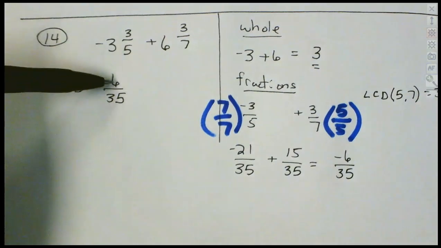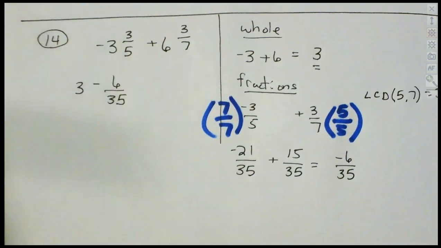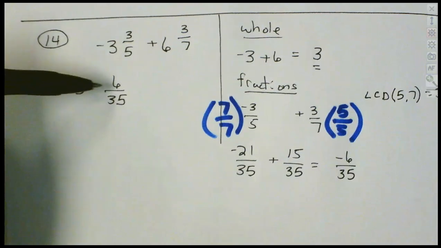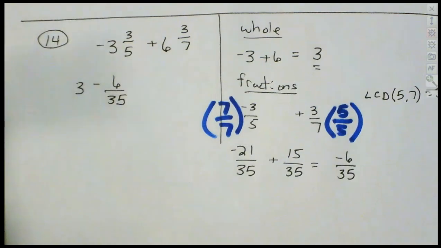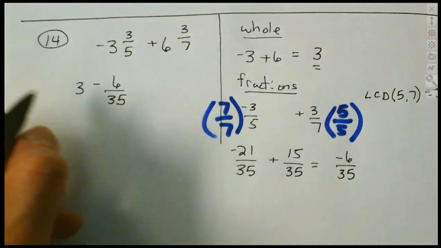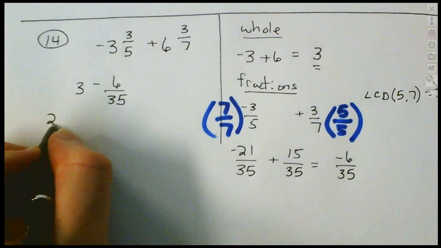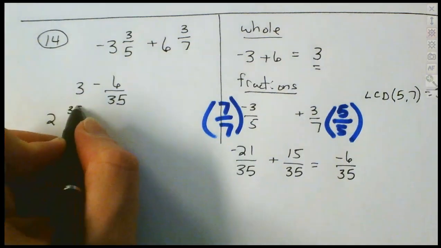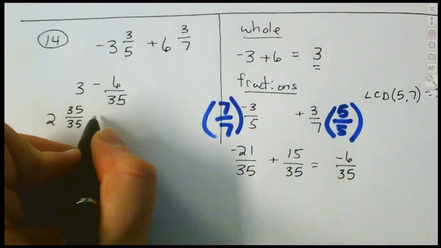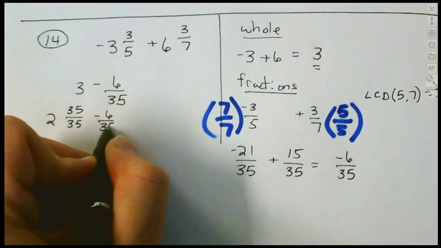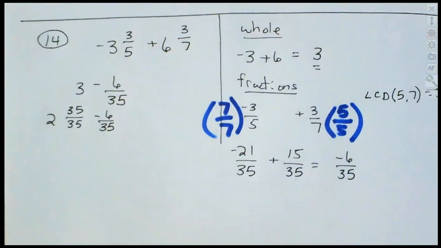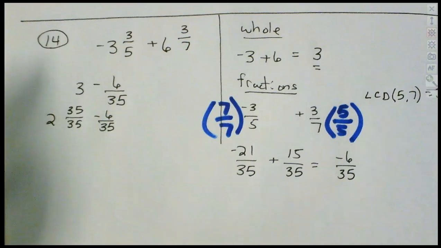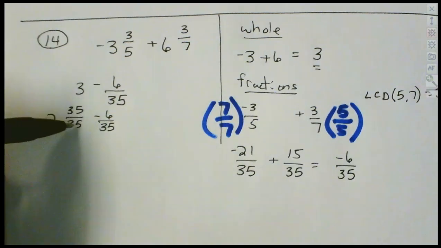3 minus 6 over 35. Well, we need to make sure we can put these together. And we need a common denominator, so I'm going to borrow from this 3. I'm going to make that a 2, and I'm going to make that 35 out of 35. Why am I making it a 35 out of 35? Because 35 out of 35 is what? 1. So see, I borrowed 1 from that 3, and that way I've got my factor of 1 here.